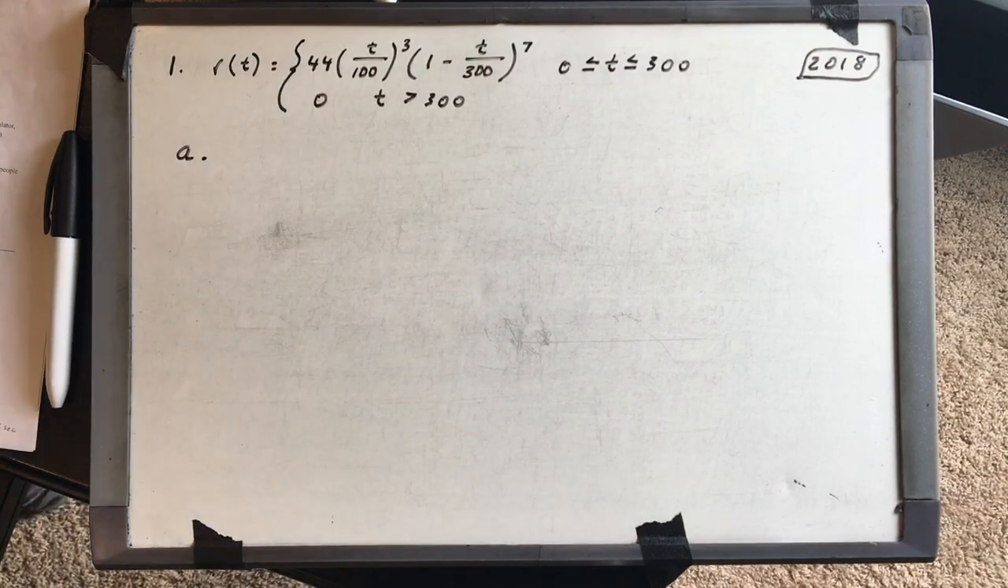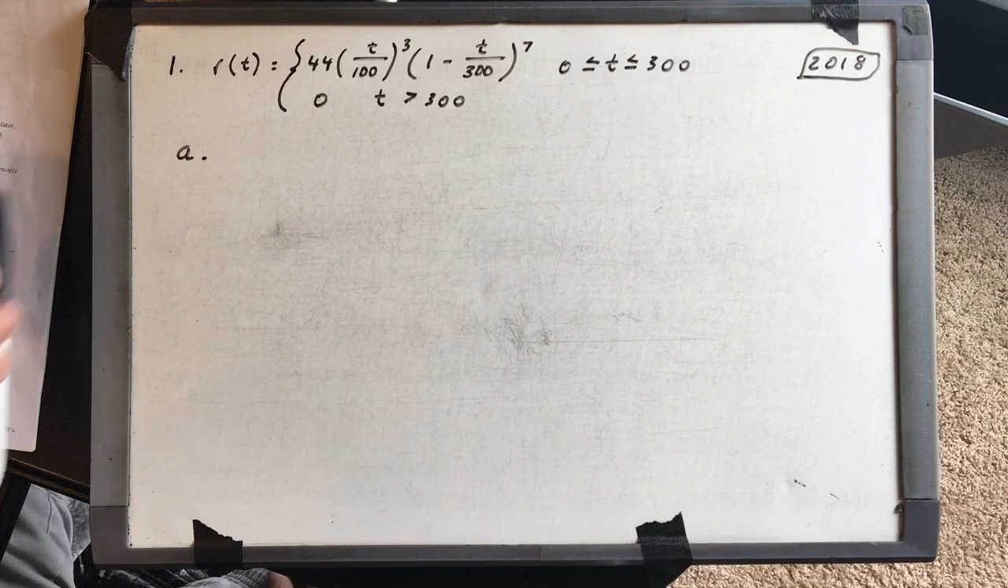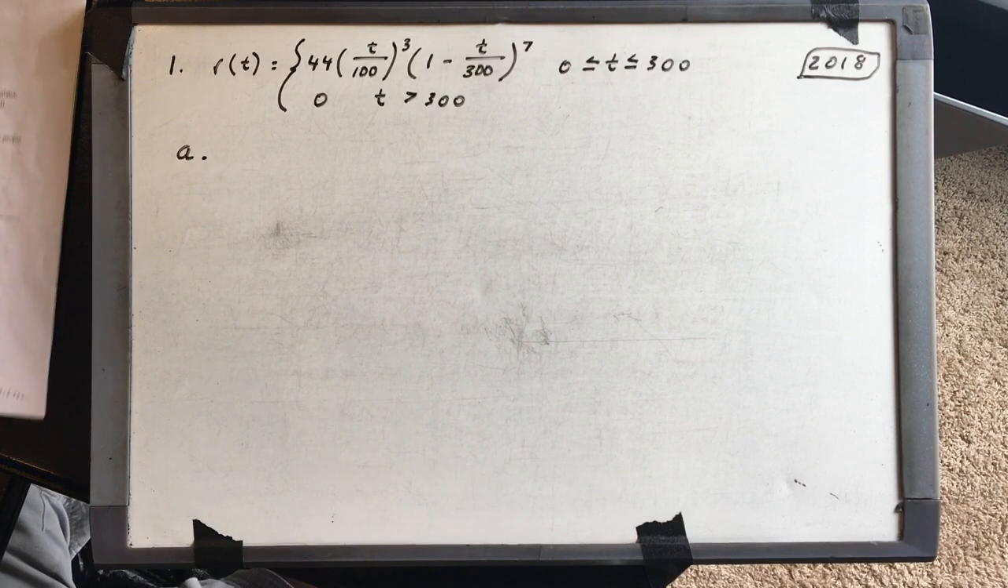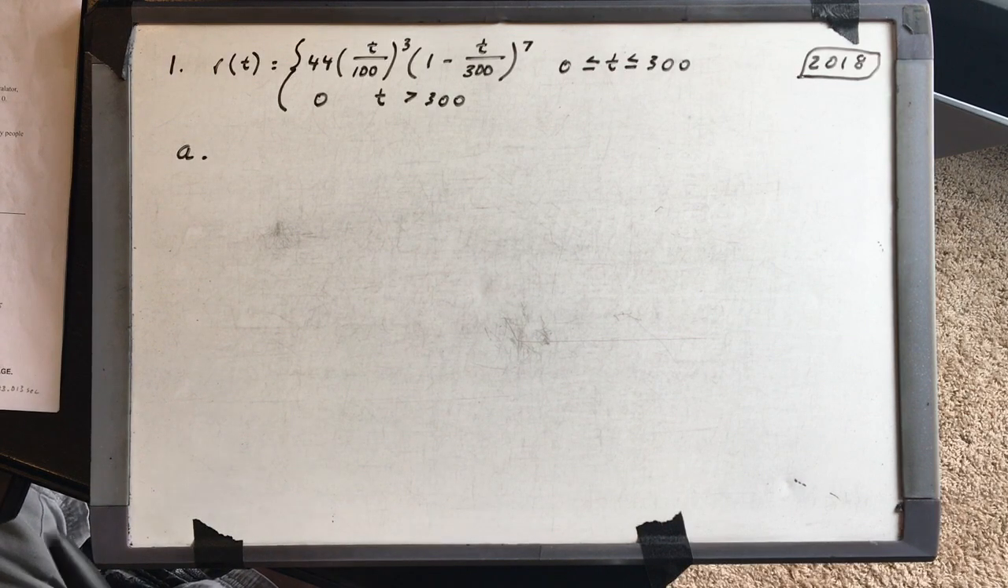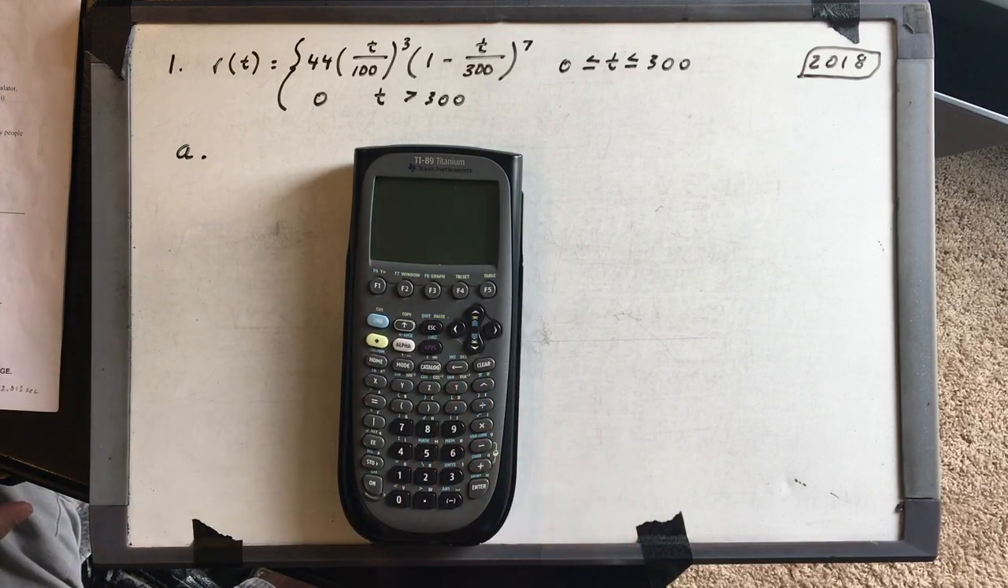Okay, this is the 2018 AP Calculus AB free response. This is the actual free response test from 2018. I'm going to work numbers 1 and number 2 in this video, and this is a calculator section. So you're going to want to have your TI-89 ready to go, and there's going to be a lot of calculator work in this one.